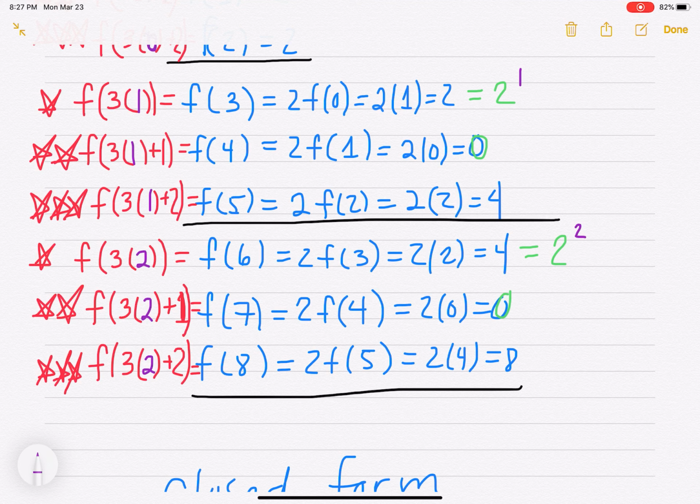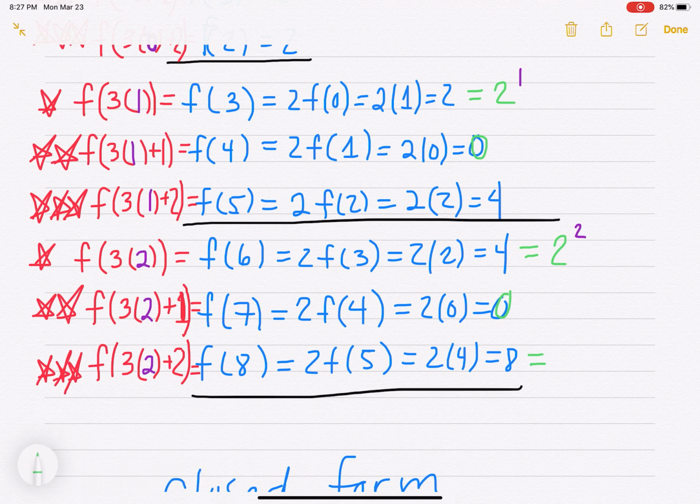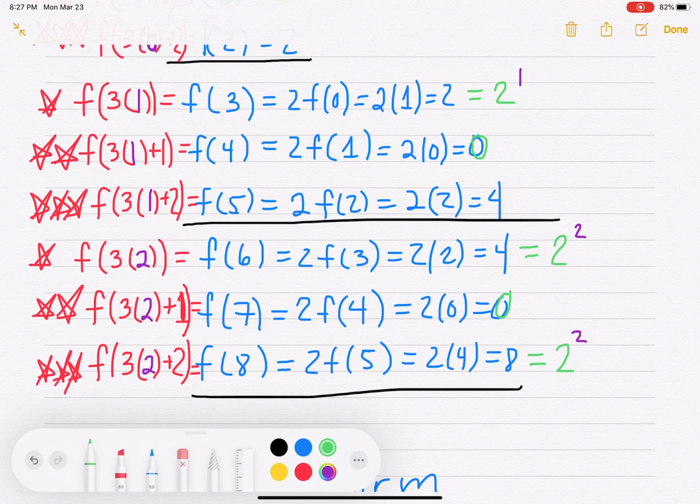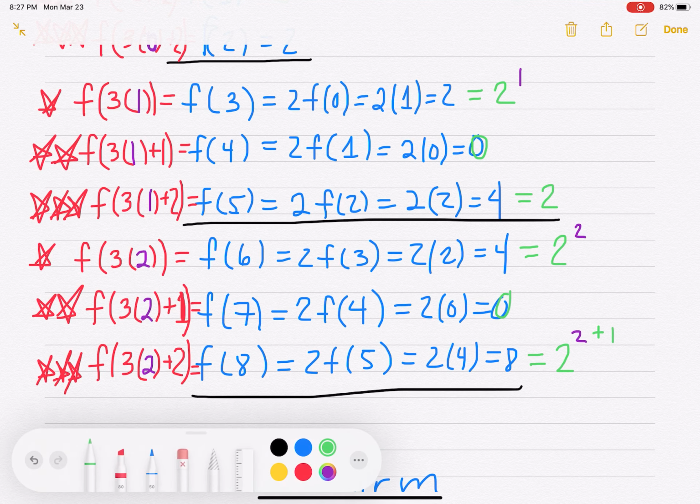And then let's observe what the output is. It looks like the output here is 8. And that's a power of 2, right? That's going to be 2 to the third power. So 2 to the 2 plus 1. That's what 8 is. And when we go to the triple star above that, f of 5, the output is 4. F of 5 is 4. That's 2 to the 2, or 2 to the 1 plus 1.